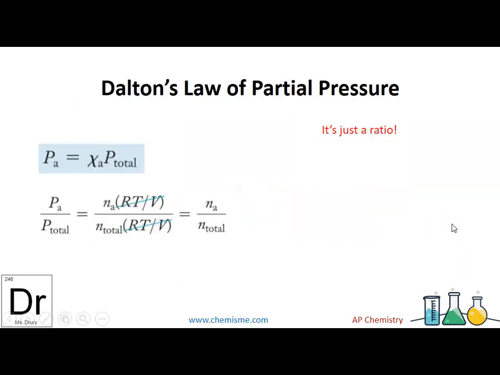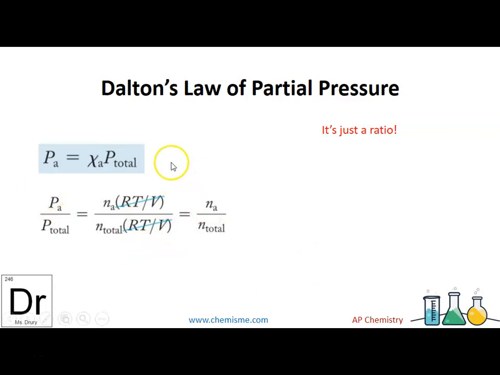So let's think. If you think about PV = nRT, I would just divide by V to get P equals nRT over V. That means that the RT and the V, if there's the same temperature and the same volume, and the same R obviously, that would cancel out. So there's a relationship between the pressure of a gas and the moles of any gas versus the pressure total and the moles total. You could just think of it as proportions. The part that's pressure is equal to the part that's moles.